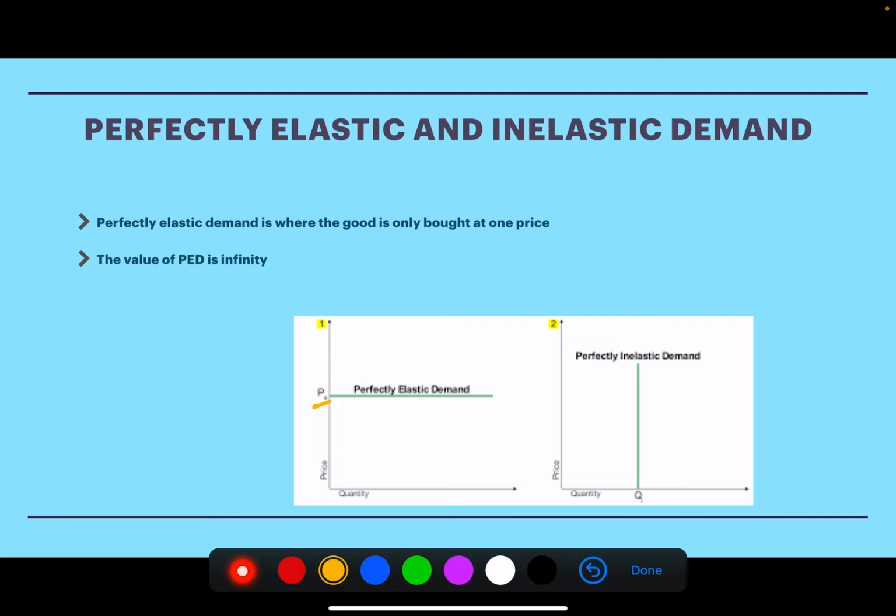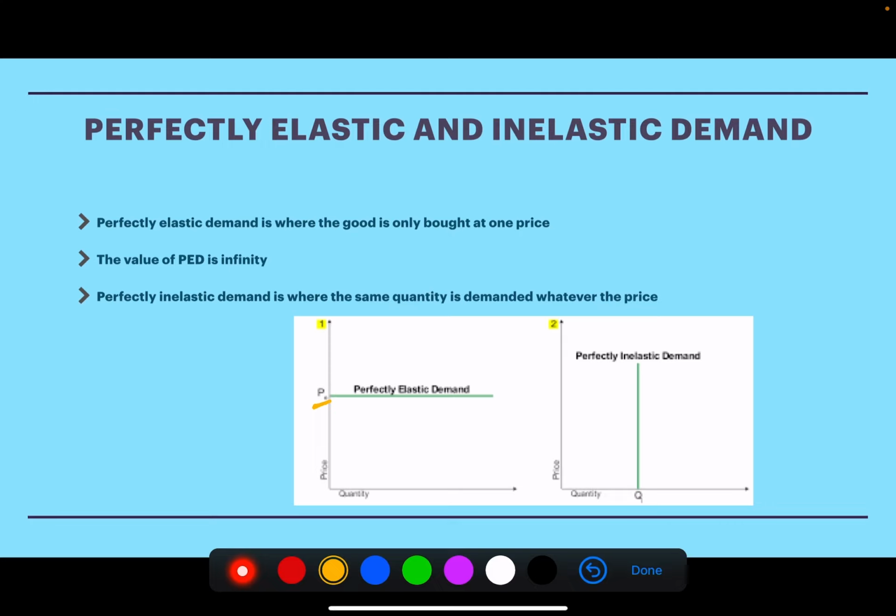And the value for PED is infinity. That is, if you put your numbers into the formula, you'd figure out that it was infinity because you've got no change in price. So you're going to have a number on the top for your percentage change in quantity, but it's going to be 0 on the bottom. So a number divided by 0 is going to give you infinity, or on your calculator, an error message.